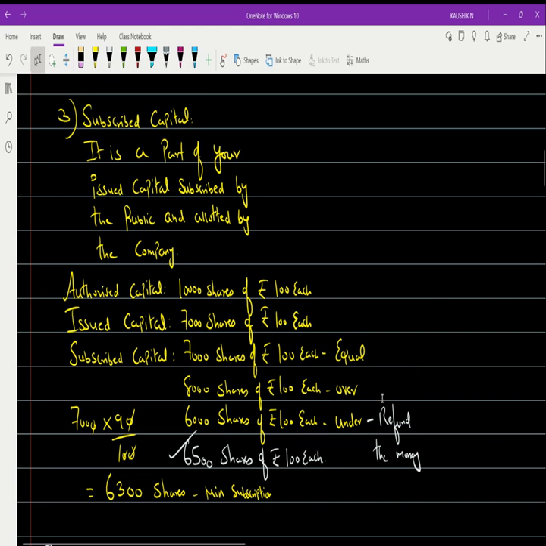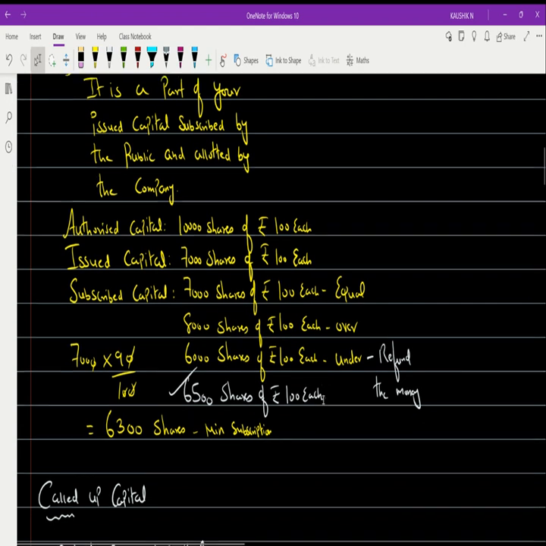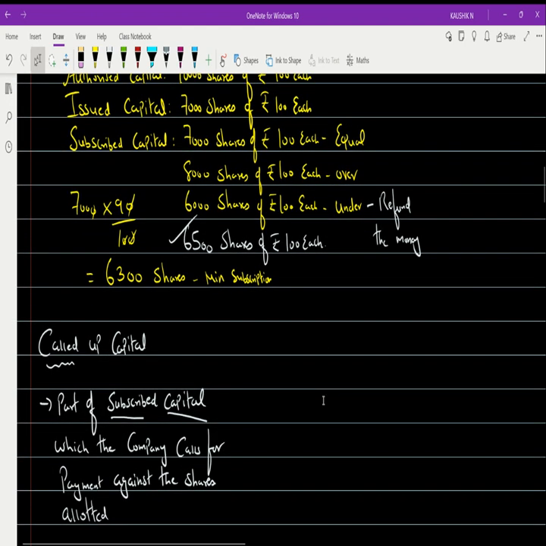So I gave you one example where only 6,000 shares have been received. The checklist for that is 90% of the issued capital, so you should get 6,300 as a minimum subscription. But in the first case, I gave only 6,000, so in that case you are refunding the amount back. Whereas in the second case, you are getting 6,500 shares, though it is an under subscription. In this case, you can proceed further because it has crossed the minimum limit.